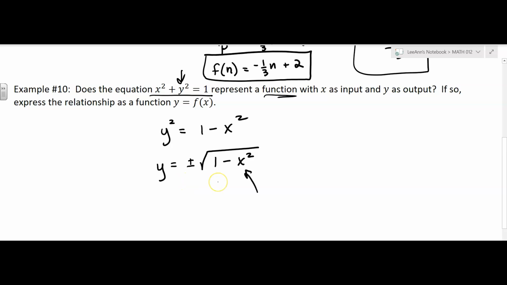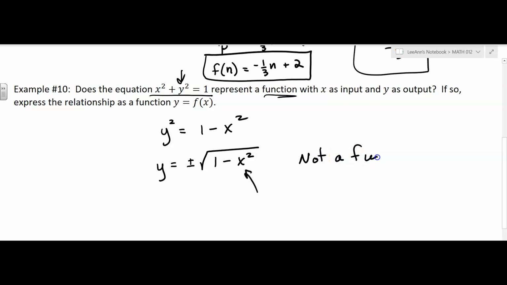So if you put in 4, you would get, well, 4 is not a good example. If you put in 0, you'd get two outputs. You'd get a plus 1 and a minus 1. And the only exception is if you put in 1, then you're only going to get one output because you'd get 0, and there's no plus or minus 0. It's just 0. But any other number between 0 and 1, you're going to get two outputs, one with plus and one with minus. And so this is not a function. This is not a function.